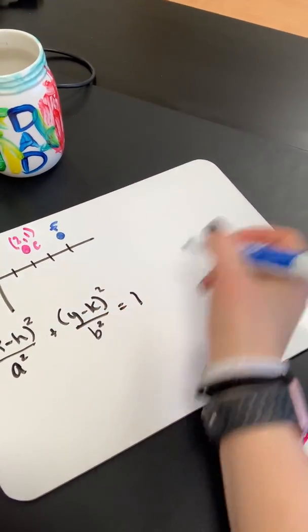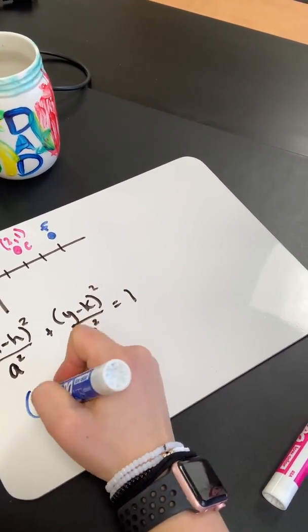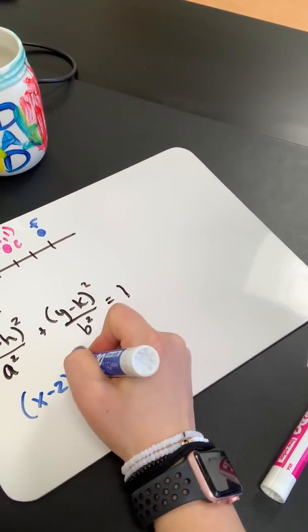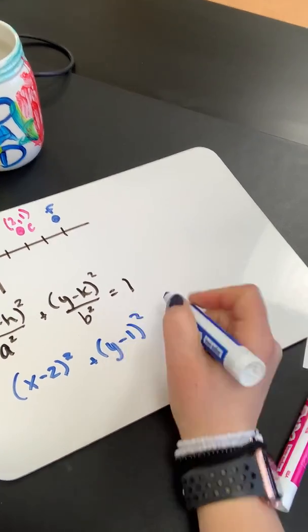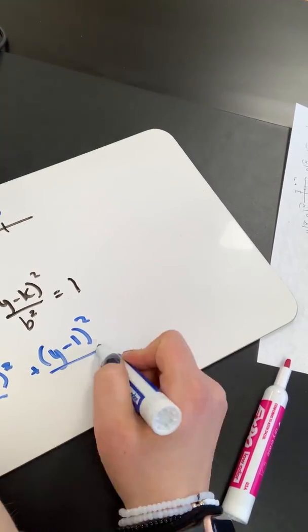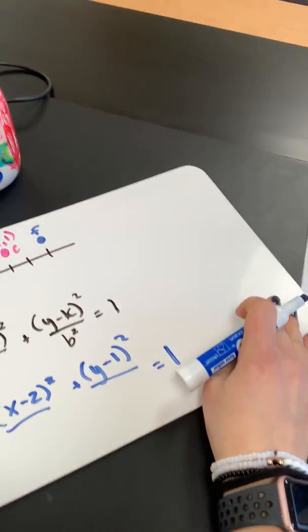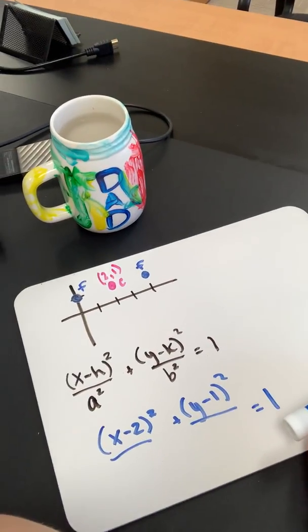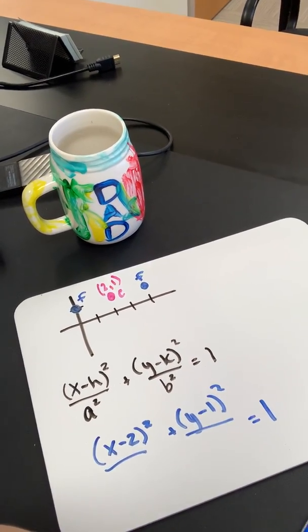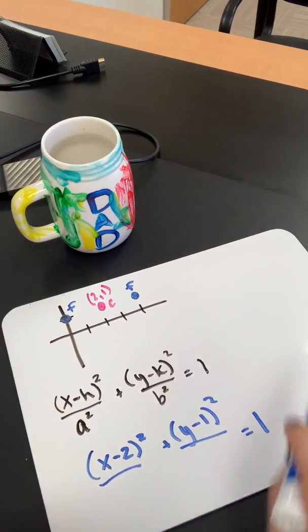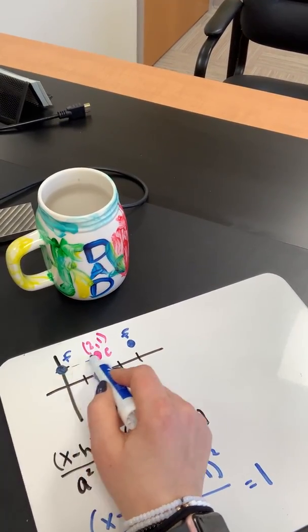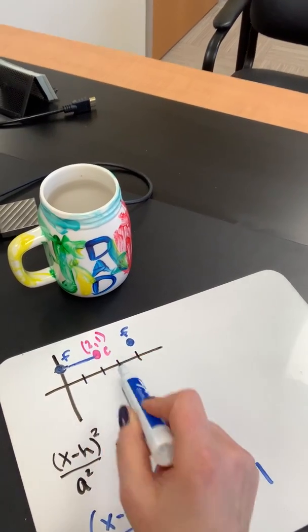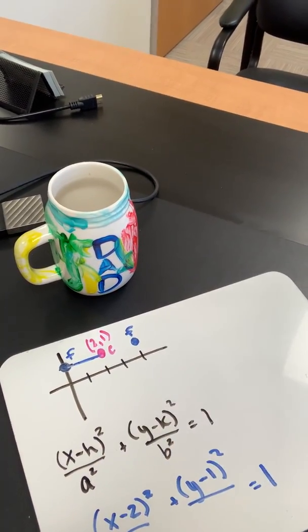So let's do that. We've got x minus 2 squared, y minus 1 squared, and then we need our denominators. So we need to find our A, B, and C values. If you remember, we know our C value. The C value is the distance from the focus to the center, and that's this right here, right? That distance, if you count, is 1, 2 boxes.